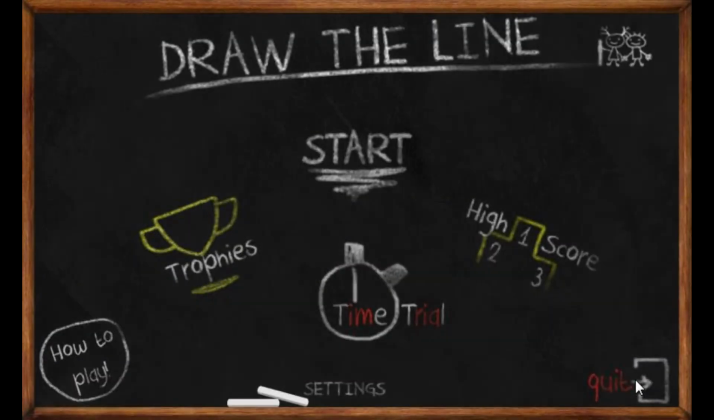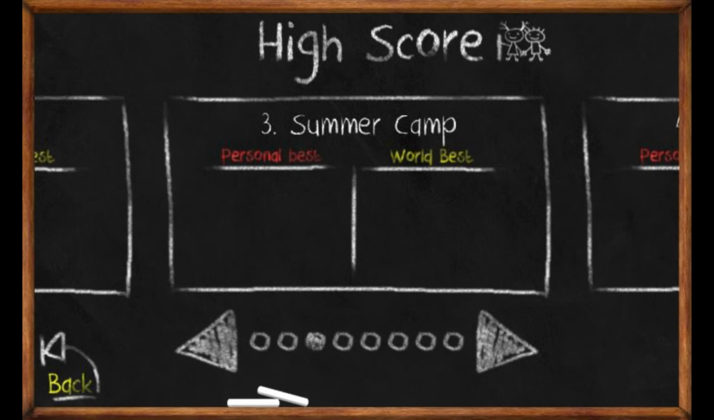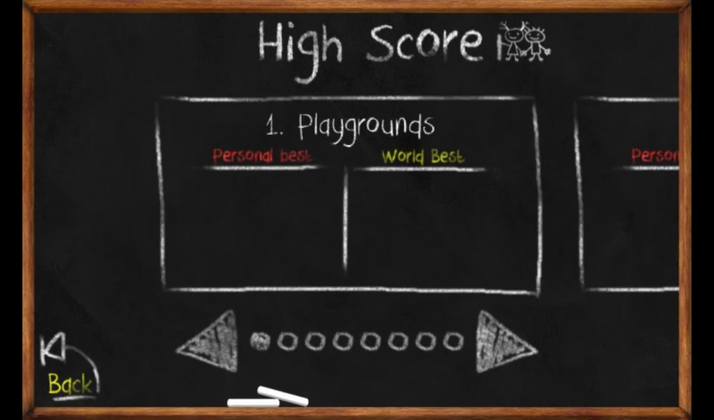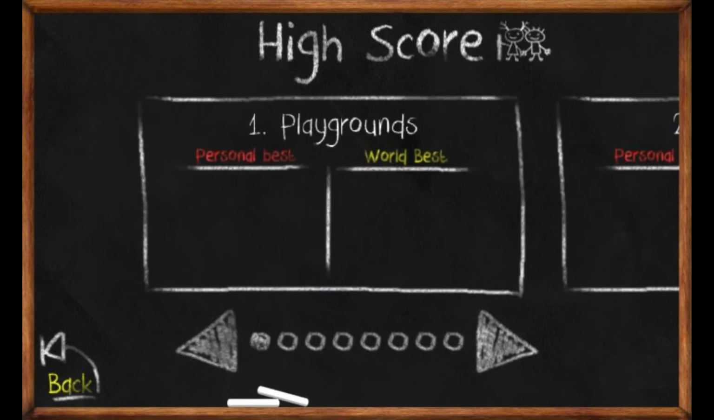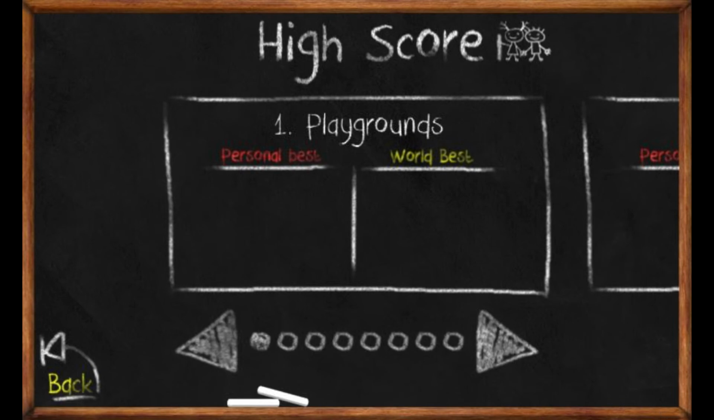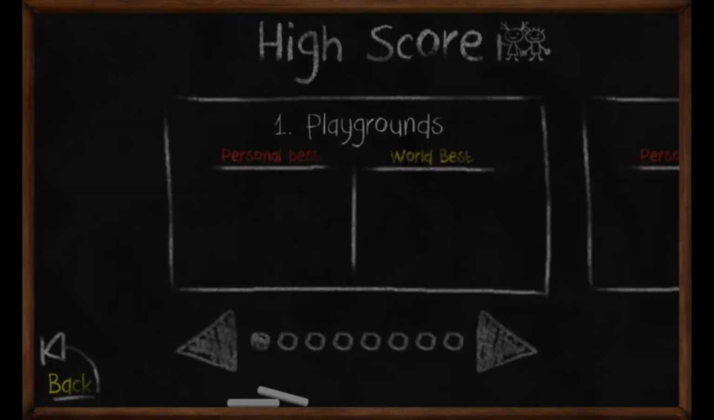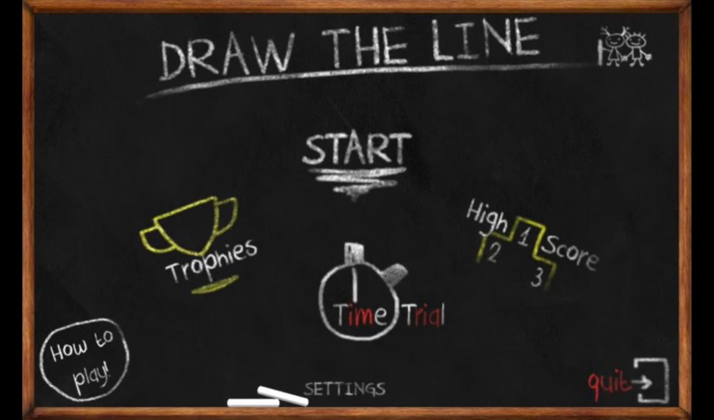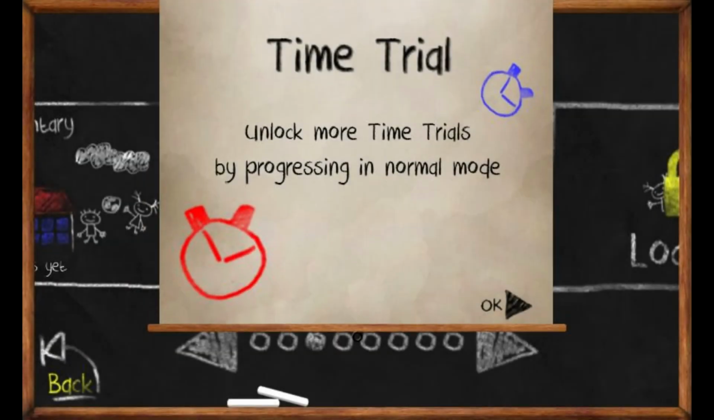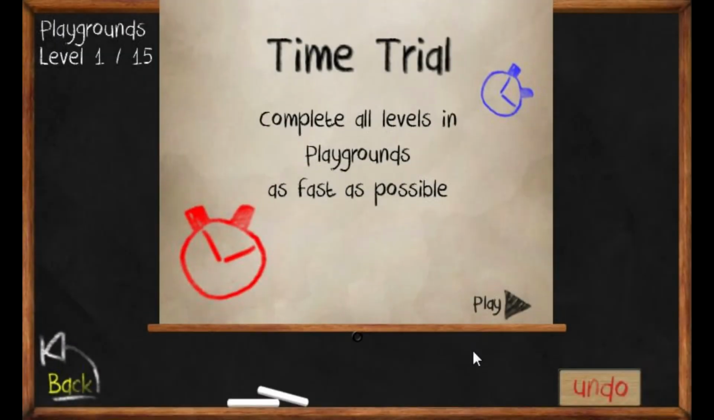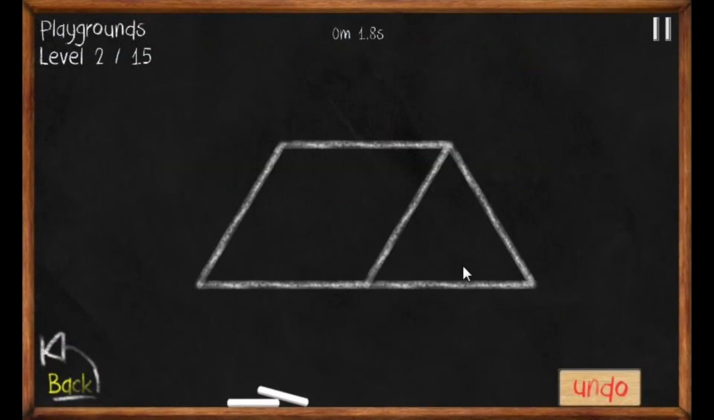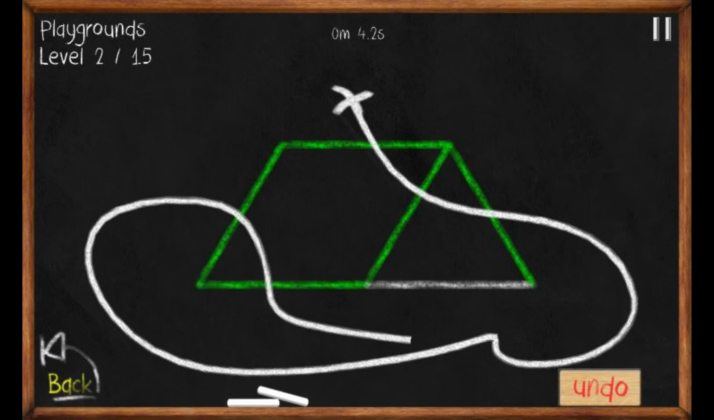The only other thing is they do have high scores. I wasn't able to use them. I don't know if this is just not working for the PC version. I haven't been able to try this on the Android or the iOS version, but this doesn't seem to be working on the PC side. Again, I'm not sure if maybe that's just not implemented yet. There's also time trials. Now, this is where you can also theoretically submit your high scores, but again, it did not work for me. You can unlock more time trials by progressing in normal mode, which is cool. But this is obviously just the same things, except you do it as quickly as possible. And you can see I've got a timer at the top.